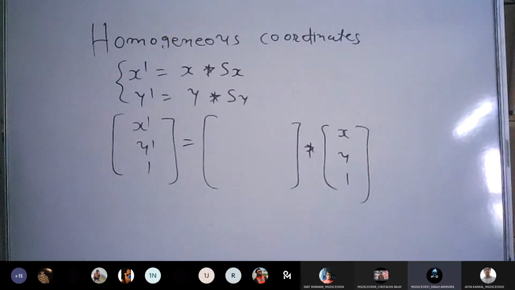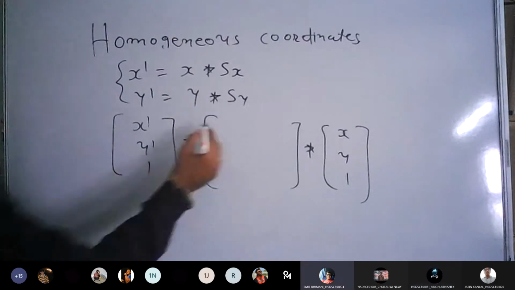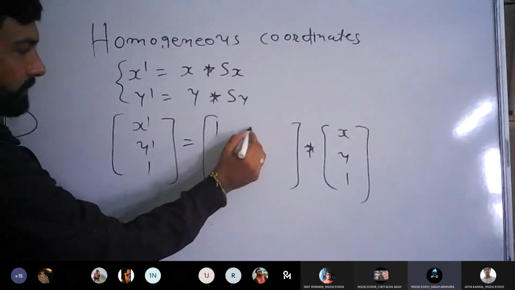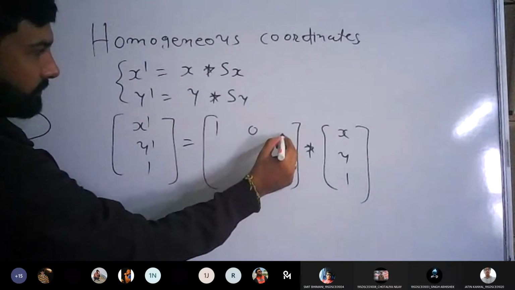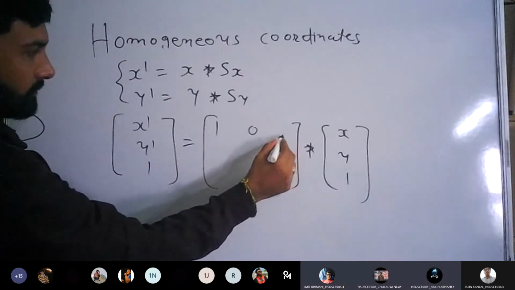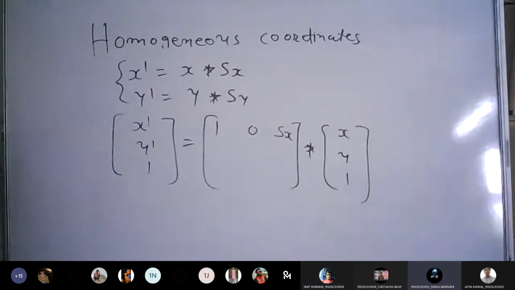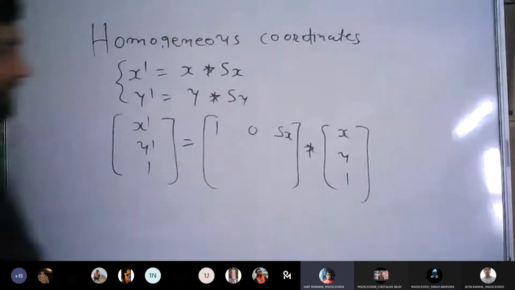Sir, 1, then 0, then 1, 0. First 1, here yes 1, sir, first 1, then 0 0, then sx, 0, sx. Do it. Try to, only S multiplied will come, first row with first column. S will come.